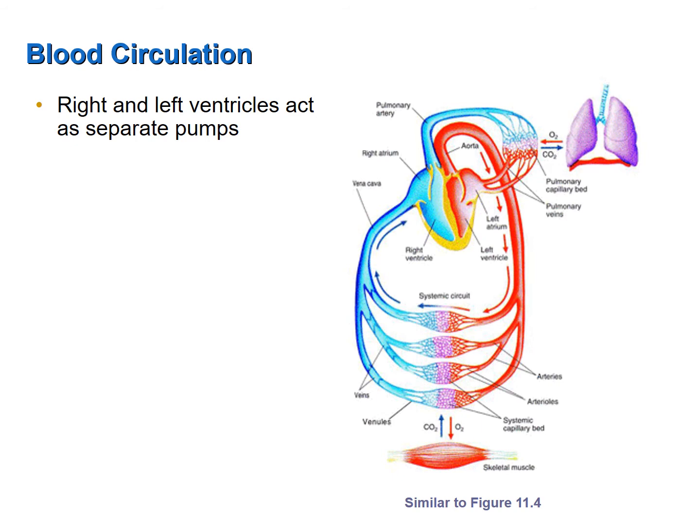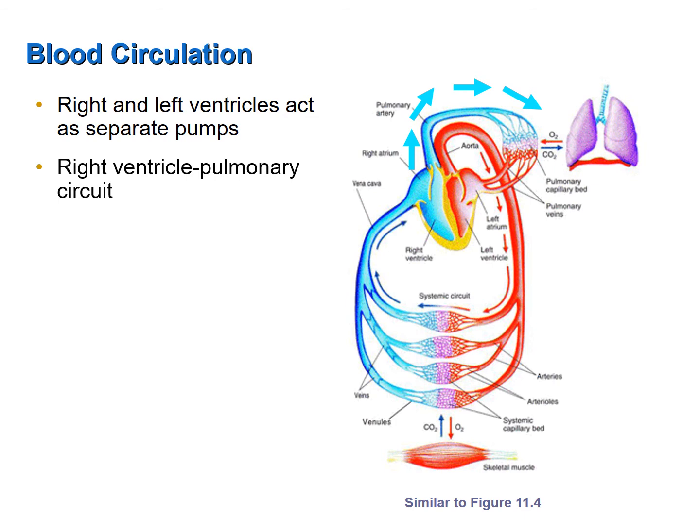Recall that the heart sends blood to two locations, the pulmonary circuit and the systemic circuit. So the ventricles act as two separate pumps. The right ventricle provides a pressure gradient to move blood through the pulmonary circuit. When the right ventricle contracts, deoxygenated or oxygen poor blood moves through the pulmonary artery to the pulmonary capillaries located in the lungs. There, oxygen is loaded into the blood and carbon dioxide is unloaded.